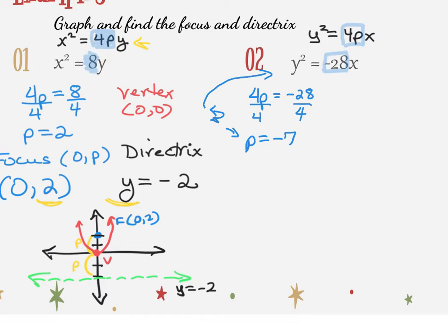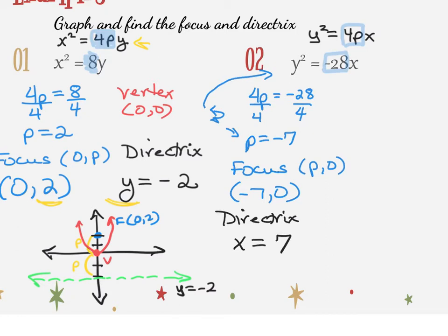Let's find the focus point. For the focus point, when your parabola has the y squared, we know that the focus point is going to be p comma 0, so it's negative 7 comma 0. The directrix is going to be the opposite of p, and it's the non-squared variable, so it's x equals positive 7. My vertex is at the origin, so let's graph it now.